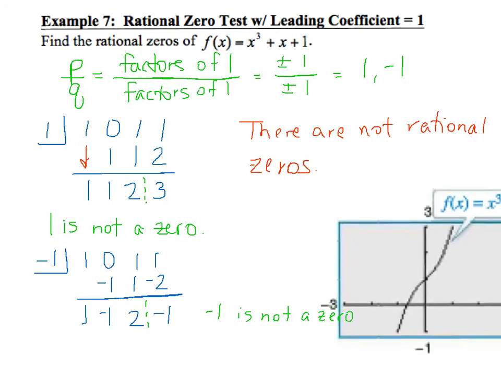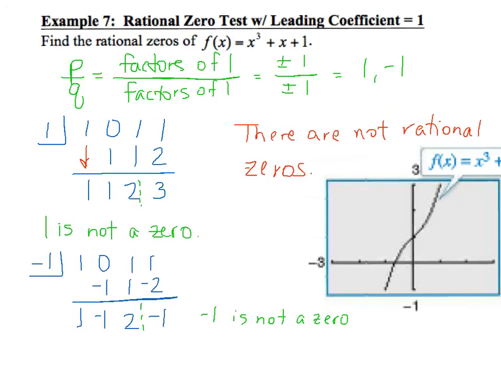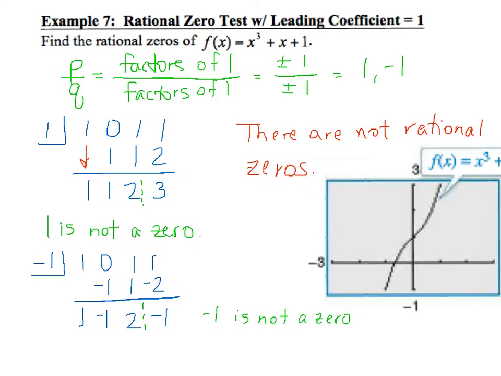If you maybe look at the picture of your graph, you'll find out that this does not have a nice pretty little fraction or integral 0 at either 1 or at negative 1. So if you don't have a 0 here or there, then that means this is not going to be a rational 0.